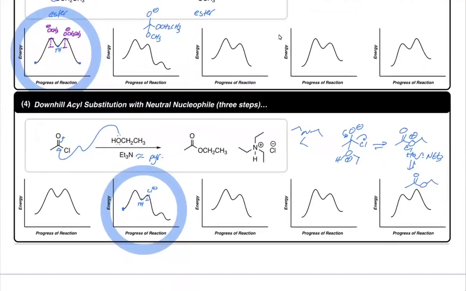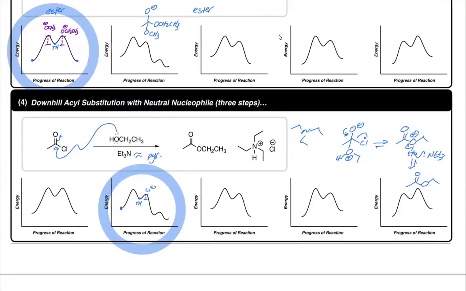And finally, we looked at a downhill acyl substitution reaction involving a neutral nucleophile. That was a 3-step mechanism. We went up in energy to begin with, forming the tetrahedral. We then hit a lower energy barrier as we kick out the better leaving group. And then we had to have a deprotonation step where Et3N functions as the base, deprotonating to form our ester.